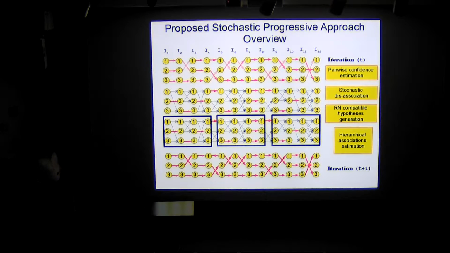So this is what we call stochastic progressive association across multiple frames. The stochastic part is our estimation of confidences and deciding what dissociates. The progressive part is that as we go from one iteration to the next, we are enlarging the spatial context that we're using. And the rest is really the problem statement, association across multiple frames.